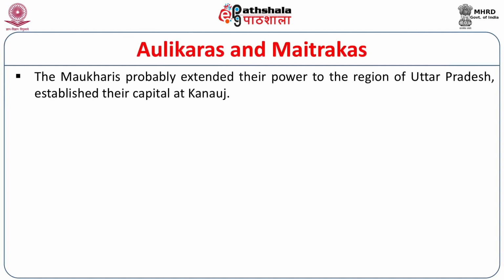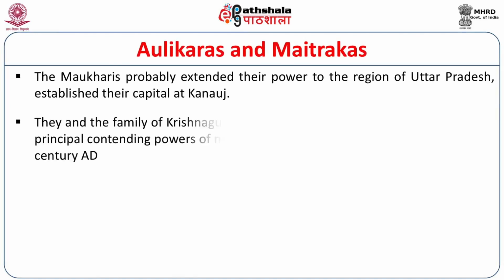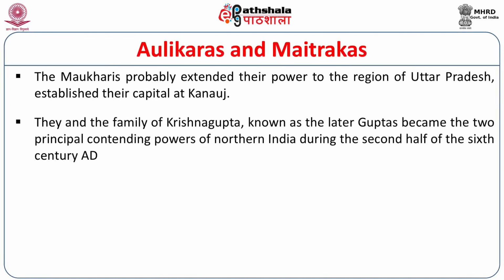The Maukharis probably extended their power to the region of Uttar Pradesh and established the capital at Kannauj. They and the family of Krishnagupta, known as the later Guptas, became the two principal contending powers of northern India during the second half of the 6th century CE.